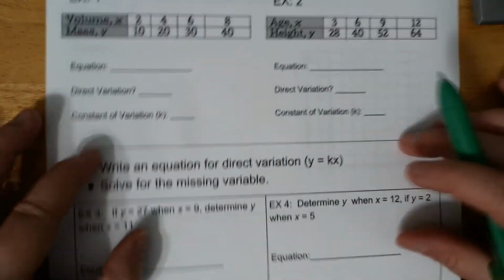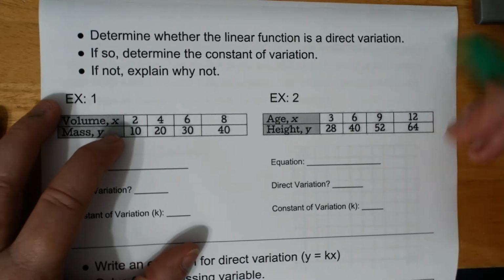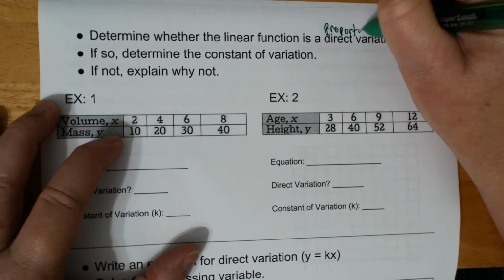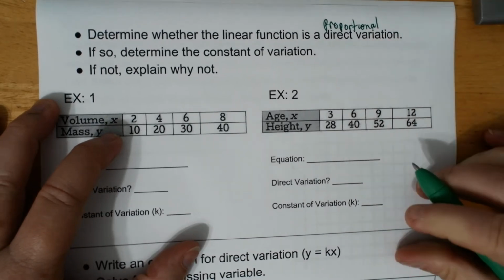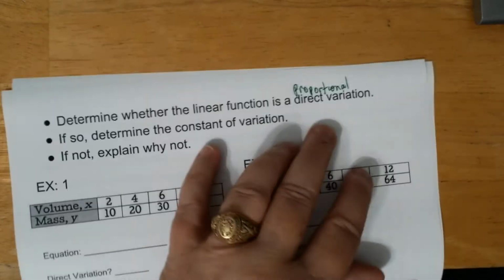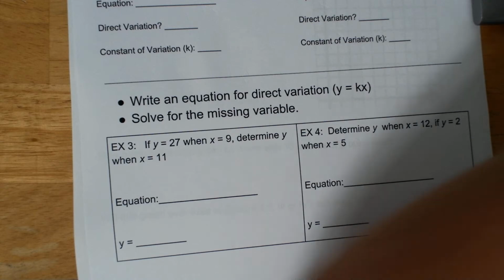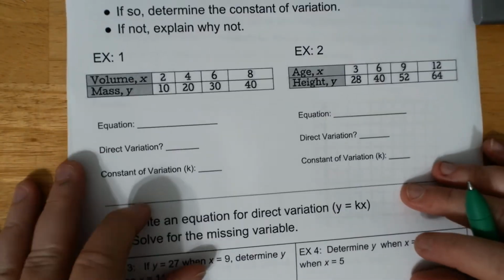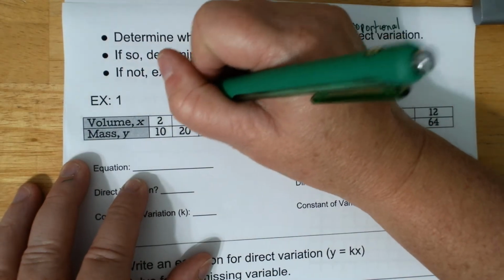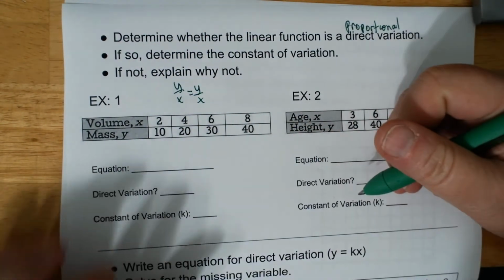Okay, so we're going to determine whether a linear function is a direct variation. We're going to decide whether it's proportional. If so, determine the constant of variation. If not, explain why not. Okay, here we go. Having to move papers around. So, how did we decide whether it was proportional? We did y over x. Y over x equals y over x equals y over x.